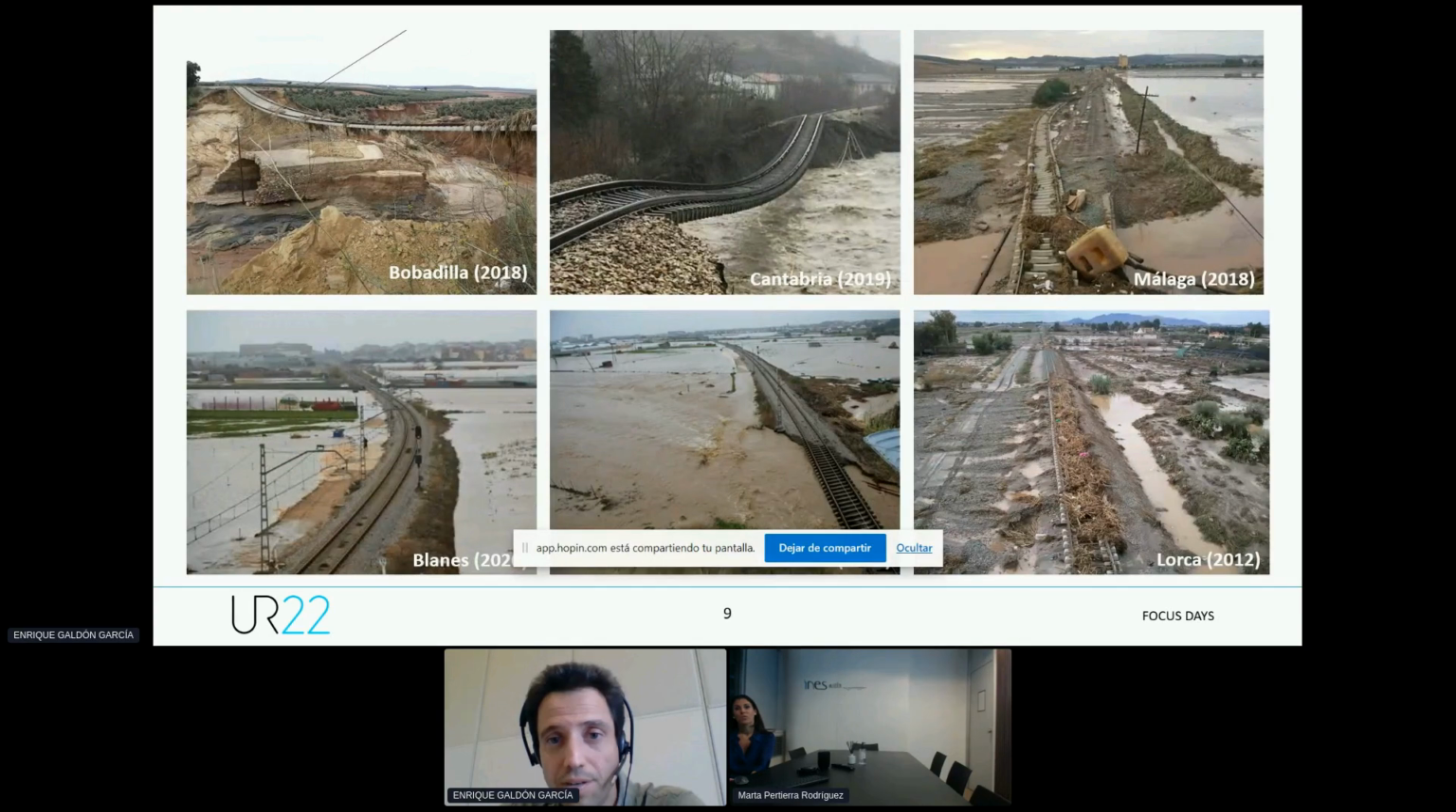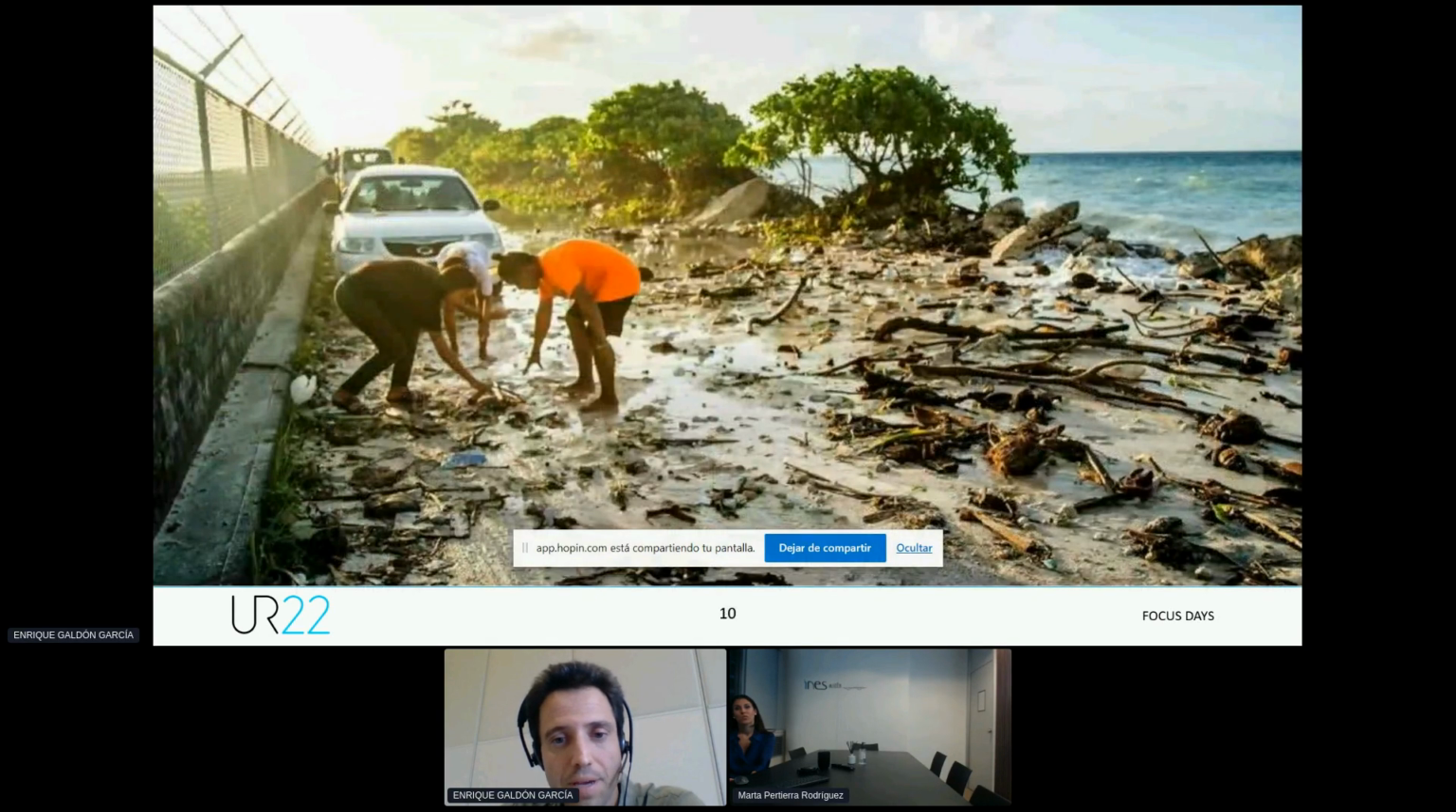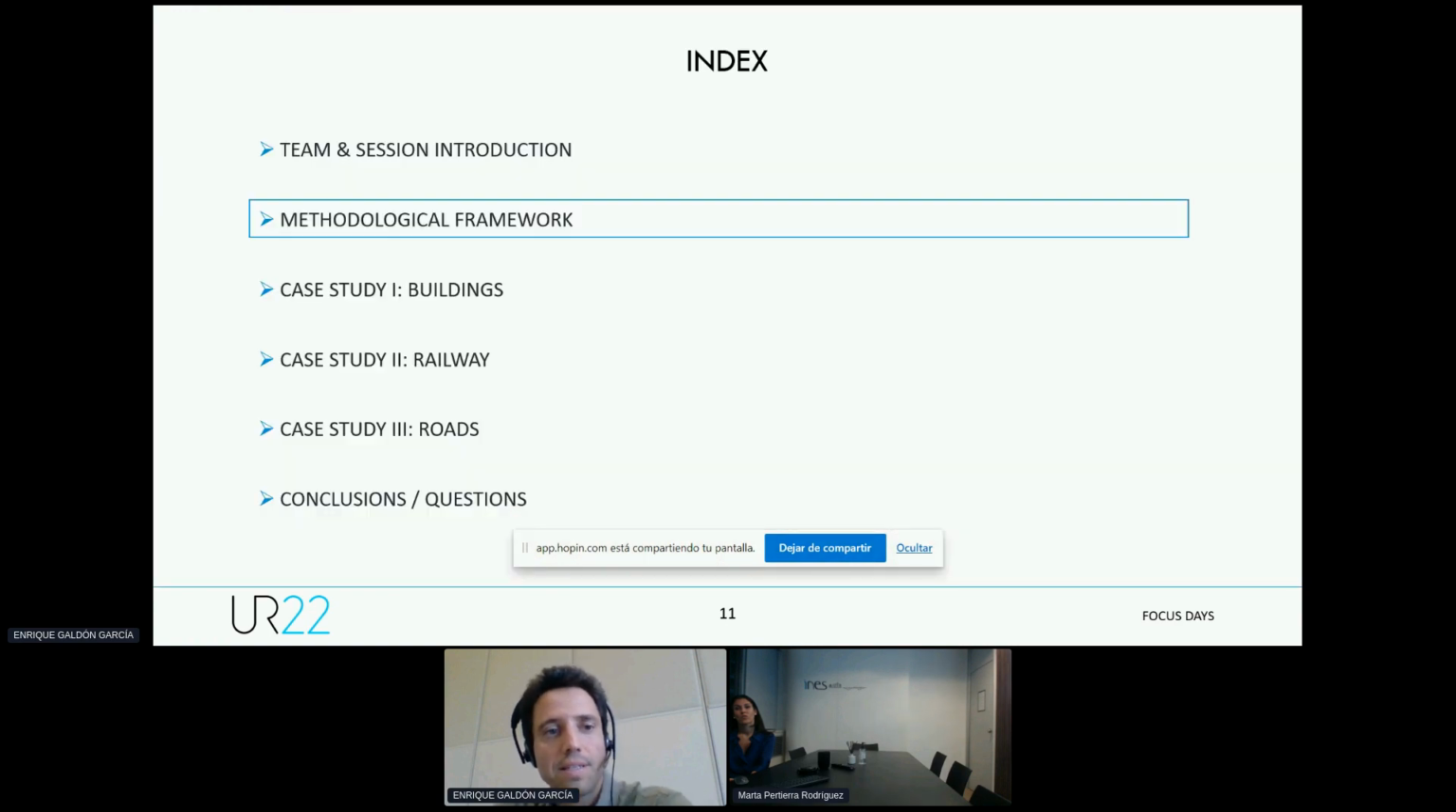This is in the case of the railway tracks in Spain, and this would be the case of Micronesia. So once completed the theme and the session introduction, I'm going to go ahead with the definition of the methodological framework that we are applying.